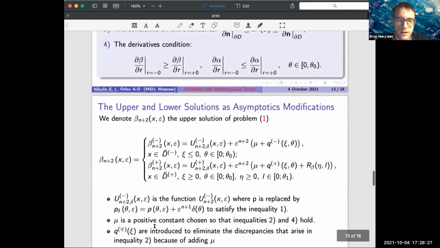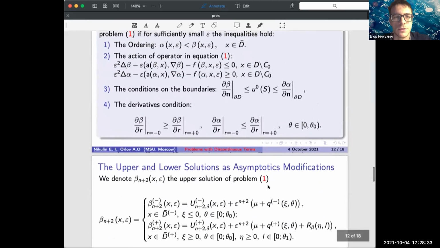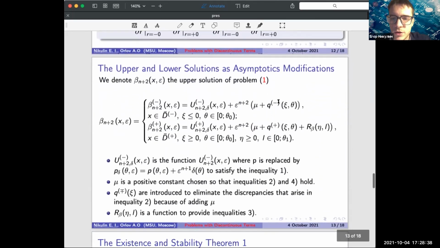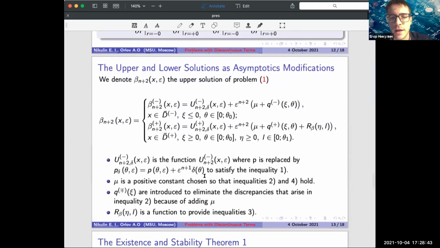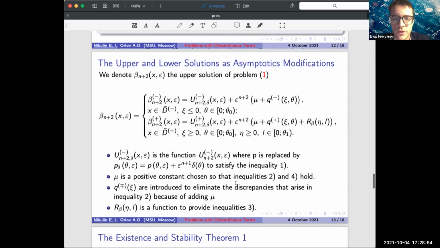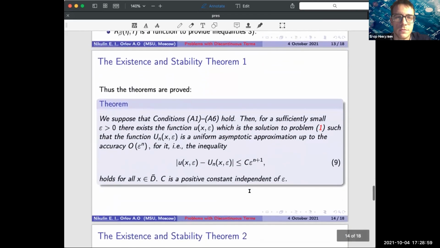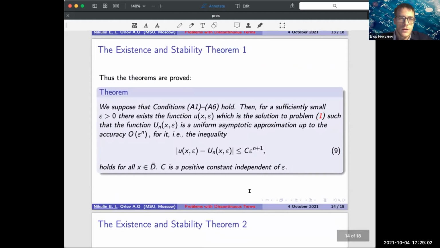Mu is a positive constant chosen so that inequalities 2 and 4 hold. And the function q minus, depending on xi and theta, is introduced to eliminate the discrepancies that arise in inequality 2 because of adding mu. And the function r beta is a function to prove inequalities 3. Thus, the theorems are proved.